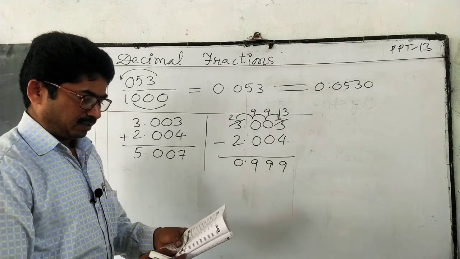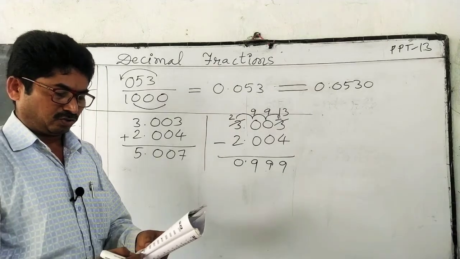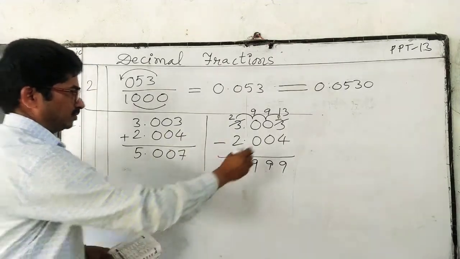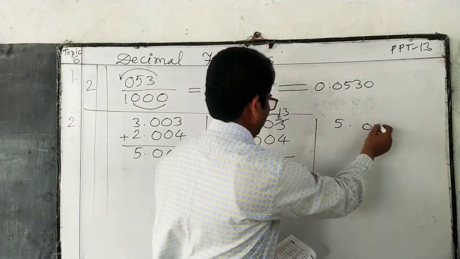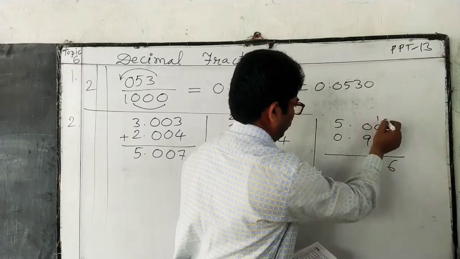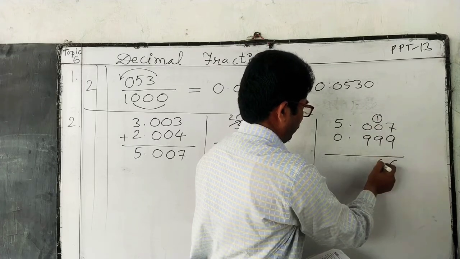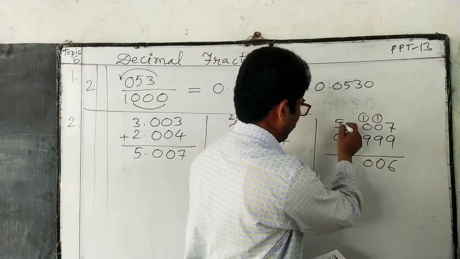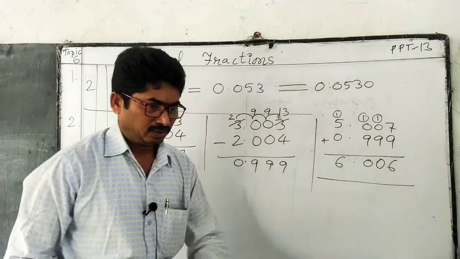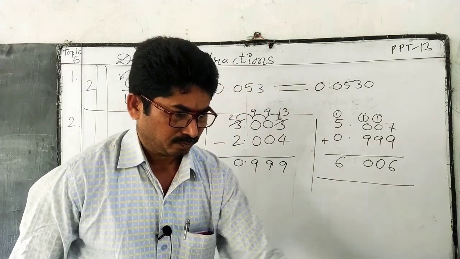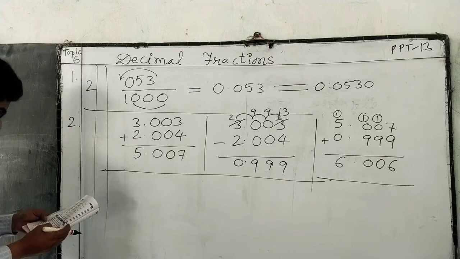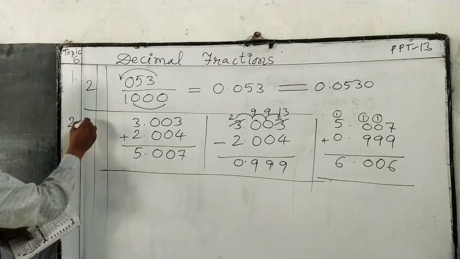If the difference between the two numbers 3.003 and 2.004 is added to the sum of the above numbers, then we have to add these two: the sum 5.007 and the difference 0.999. That gives 6.006. Option 4.